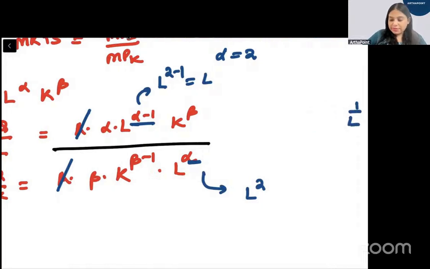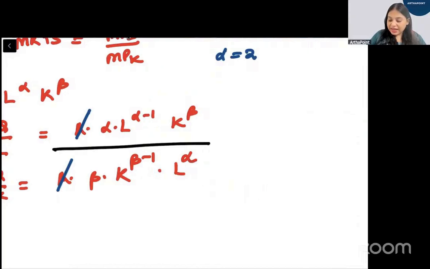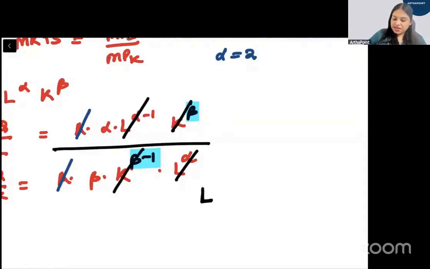So numerator में power of L is 1 less than the denominator. So what we can go ahead and do is cancel, and I will have 1 extra L in the denominator. उसी तरीके से power of K is beta and here it is beta minus 1. So numerator has 1 more power of K. So when I want, I can just cancel this and I will have 1 K in the numerator.